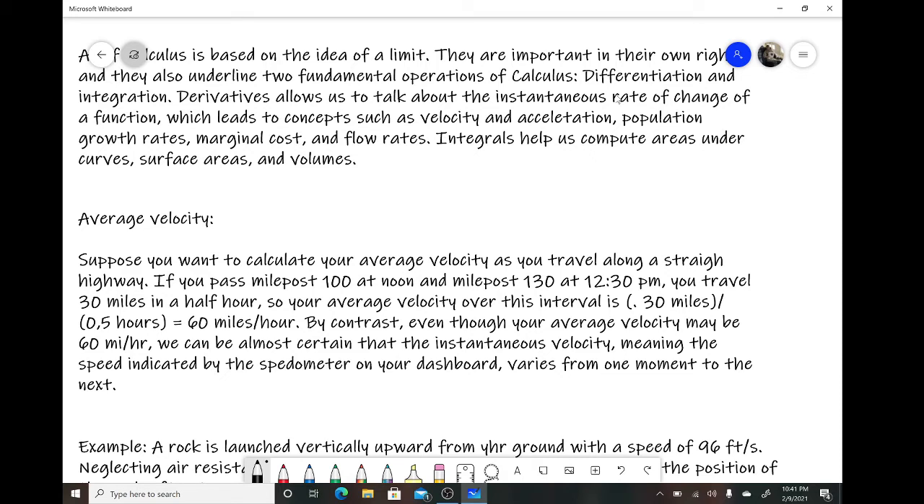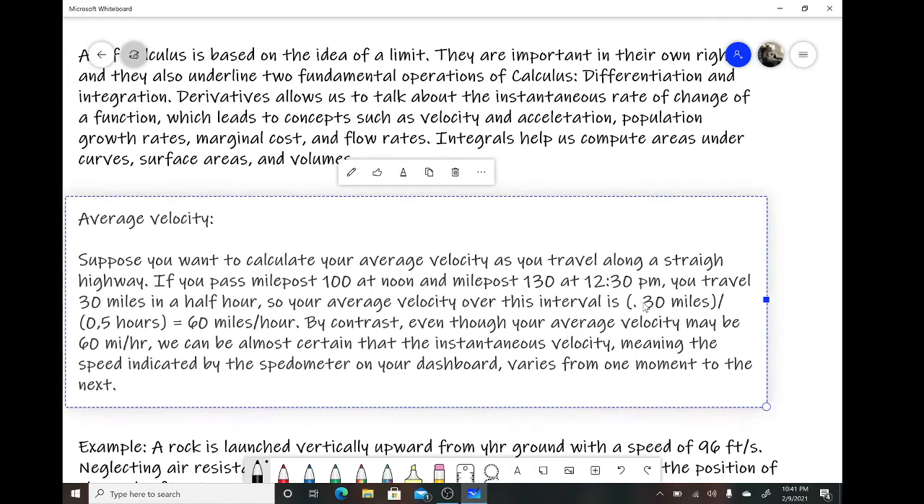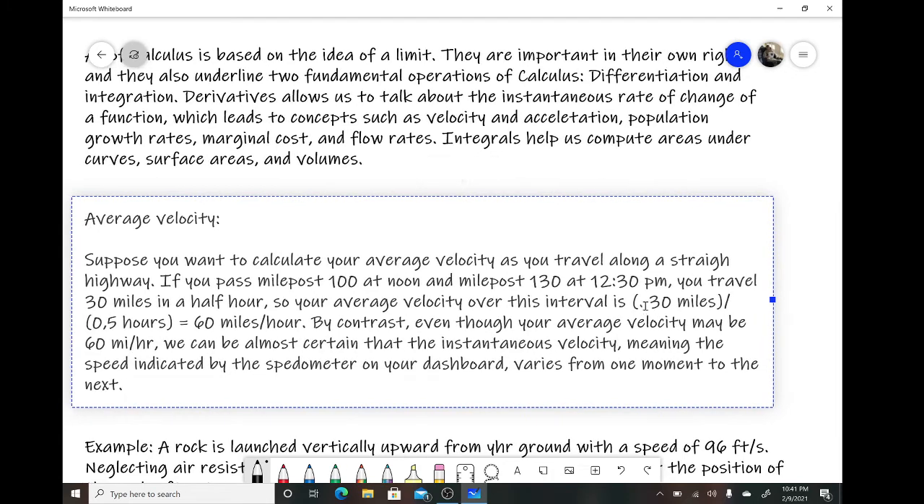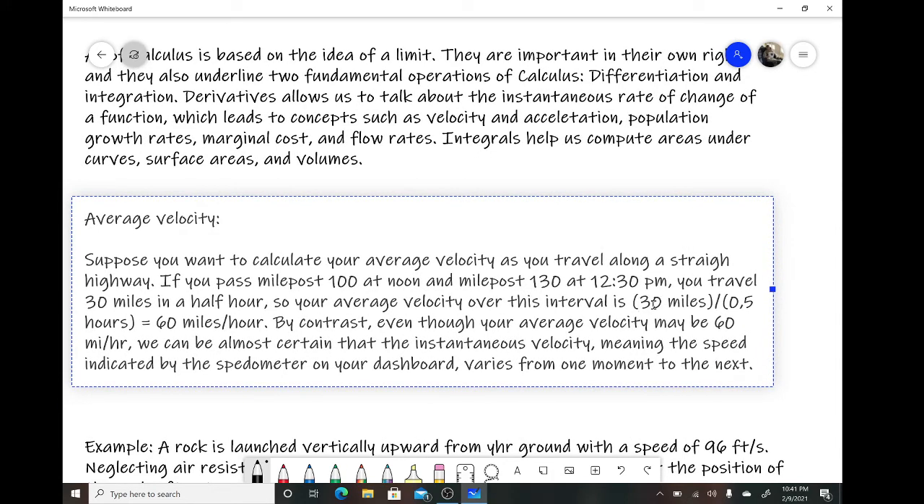Now, your average velocity over that interval, and when we say that interval, we mean between milepost 100 and milepost 130, is going to be 30 miles, not 0.30, 30 miles divided by half an hour, and that will be equal to 60 miles per hour. You could check this. It's a simple calculation. You do 30 divided by 0.5. If you use a calculator, it's going to give you 60.